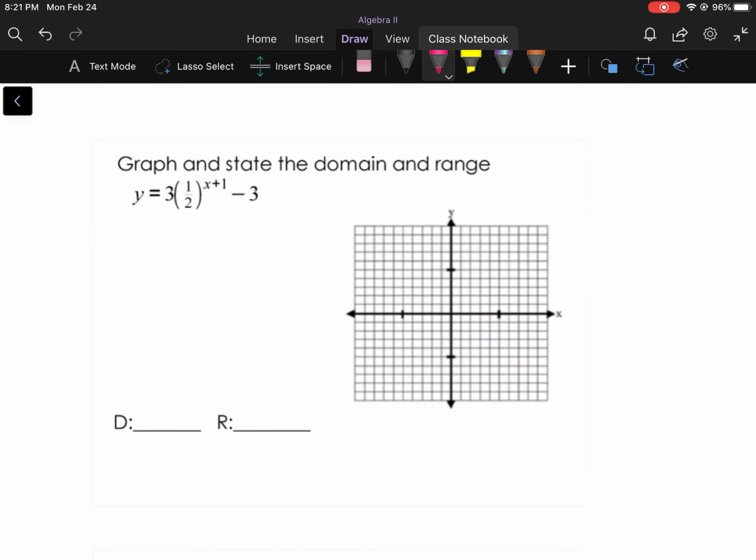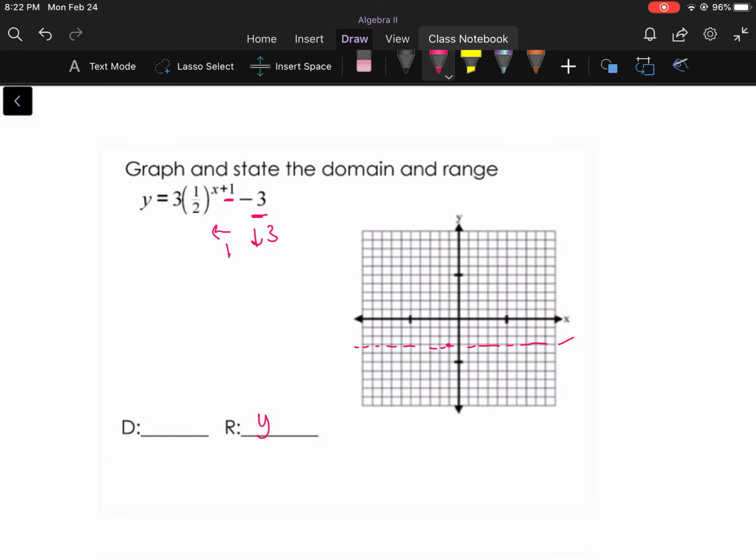Okay, so again, here we go. Remember, it's opposite, so we're actually moving to the left one. Okay, opposites, we're going to move down 3. So down 1 over 3. And there is my asymptote. Oh yeah, and by the way, that gives it away for the range: y is going to be bigger than -3. And x is all real numbers.